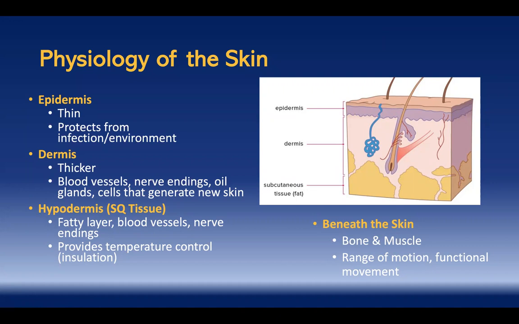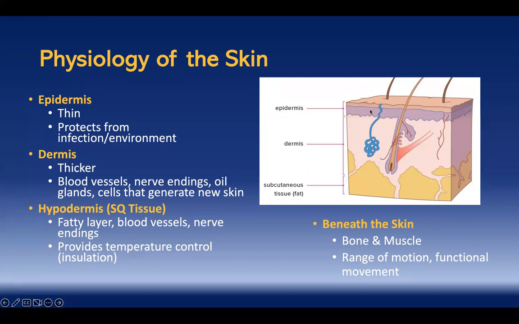And then the dermis is the thicker layer in the middle, and it contains a lot of things that we need in skin to regenerate skin. It contains blood vessels and nerve endings and oil glands, and importantly, cells that regenerate new skin cells. And then the hypodermis, or the subcutaneous fat, is this bottom layer where the adipose tissue is. It's a fatty layer. There's also blood vessels and nerve endings there. And that fatty layer insulates the body and provides temperature control or thermoregulation.